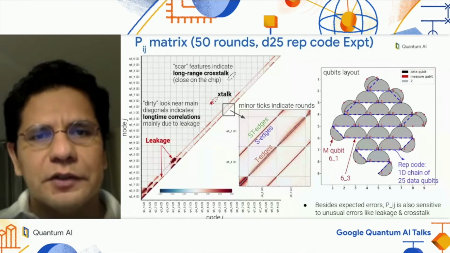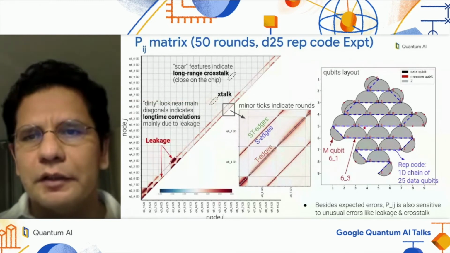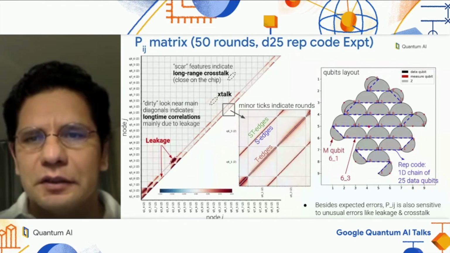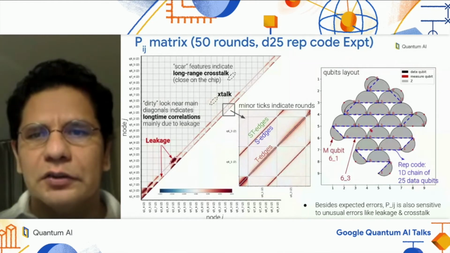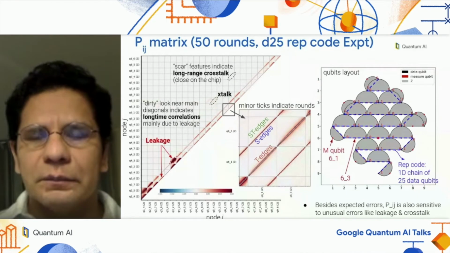For example, this feature indicates that there is some correlation of detection events happening at these major qubits 6,5 and 5,4. 5,4 is here, 6,5 is here. So these two major qubits are especially close in space. However, they are far apart along the 1D chain. So these correlations are especially dangerous for error correction because they effectively shorten the code distance.